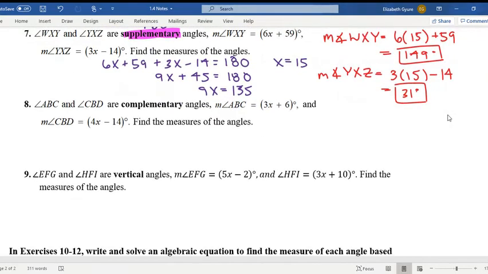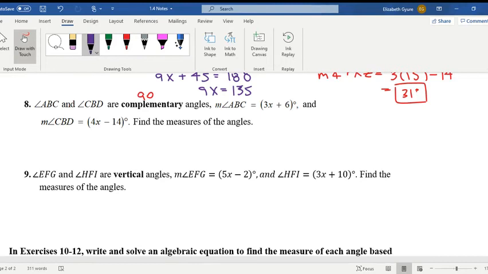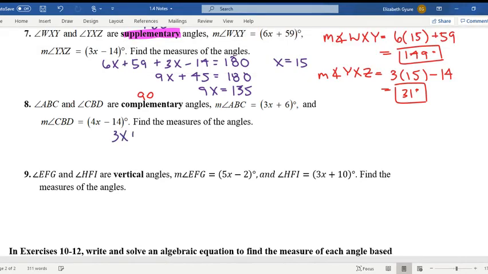Next one, same idea except complementary. This says angle ABC and CBD are complementary angles, and the measure of angle ABC is 3x plus 6 degrees, and the measure of angle CBD is 4x minus 14 degrees. Find the measures. So again, same idea, except complementary means they add to be 90. So we're going to take our one part, 3x plus 6, plus our other part, 4x minus 14, set it equal to the whole thing, which is 90 degrees.